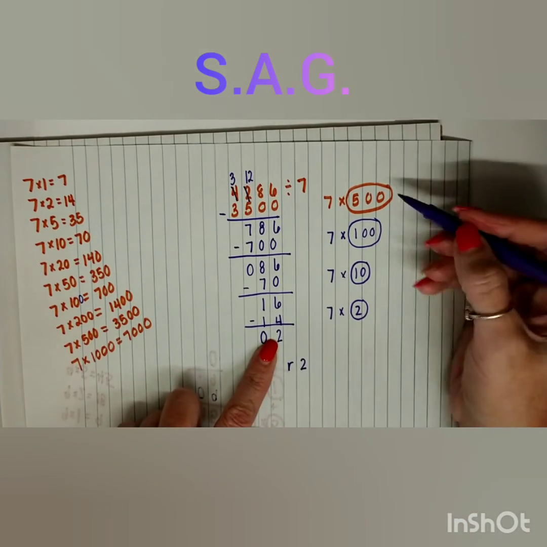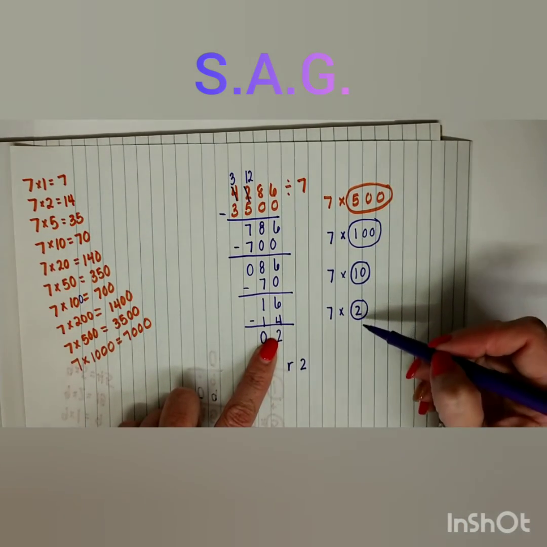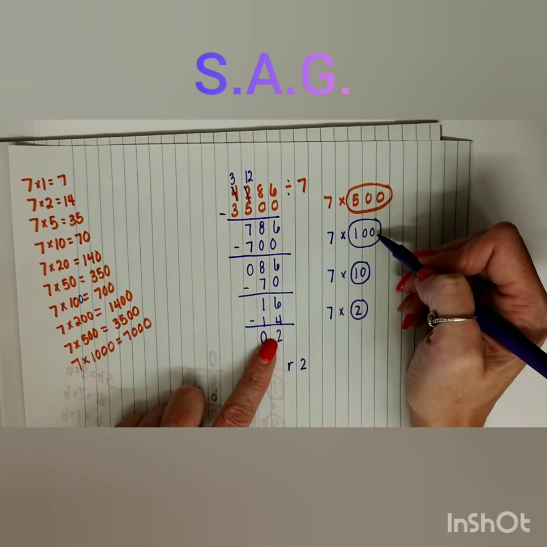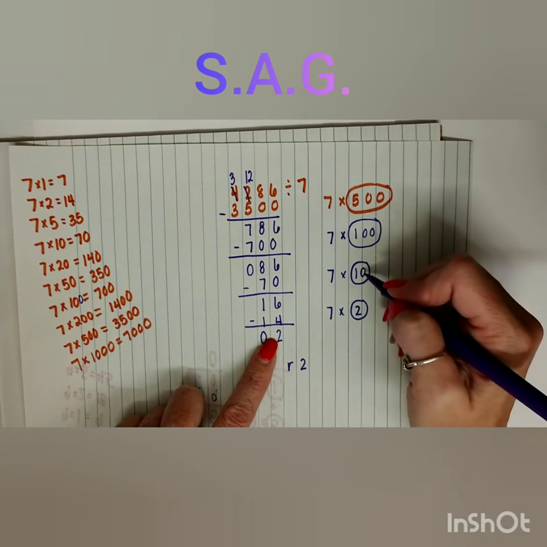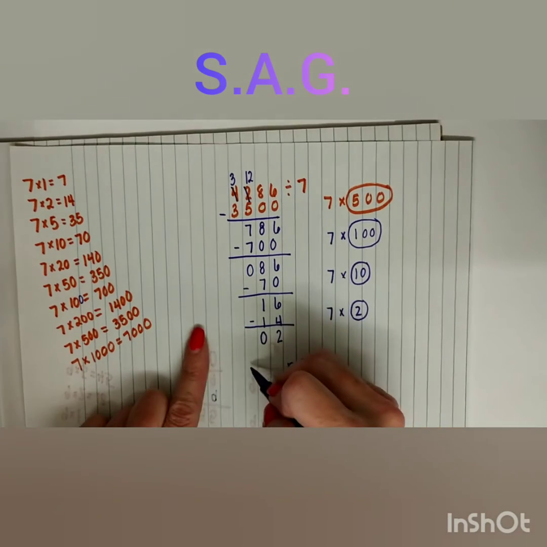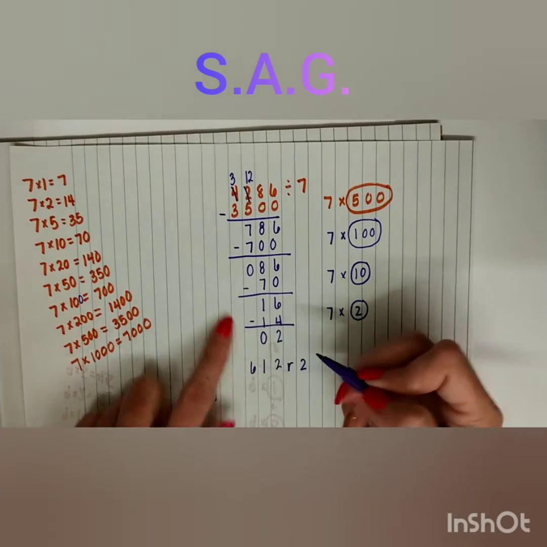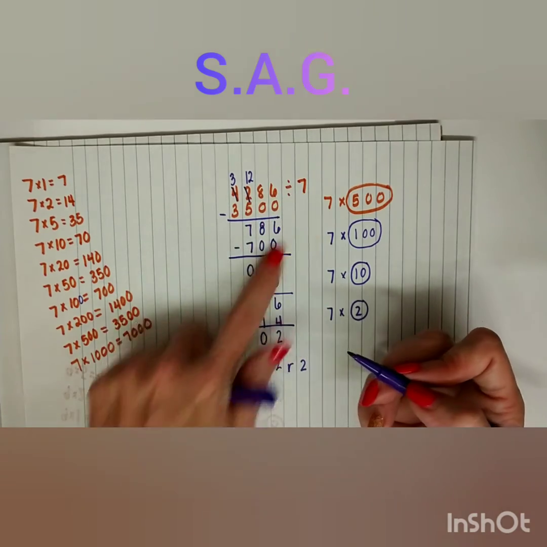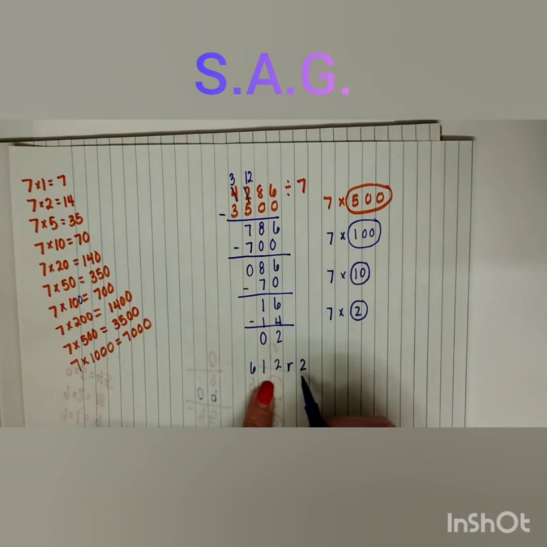And then to find my quotient, I'm going to add all of these times I use the number 7. So 500 plus 100 is 600. 600 plus 10 is 610. 610 plus 2 is 612. So my answer for 4,286 divided by 7 is 612, remainder 2.